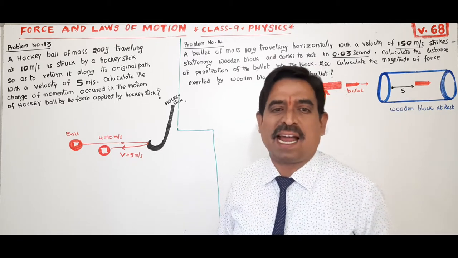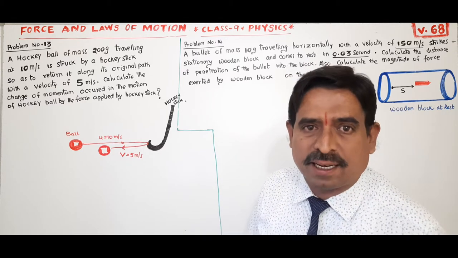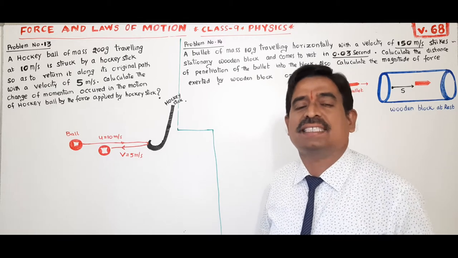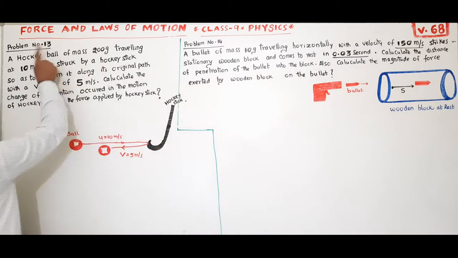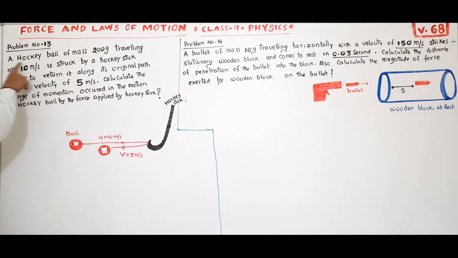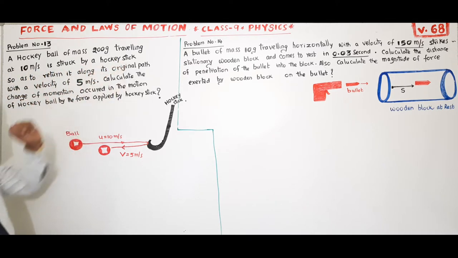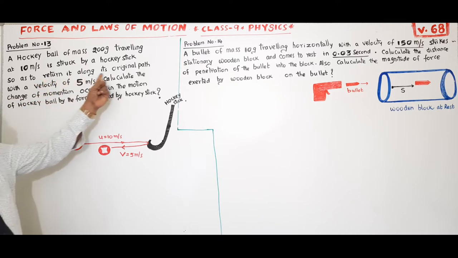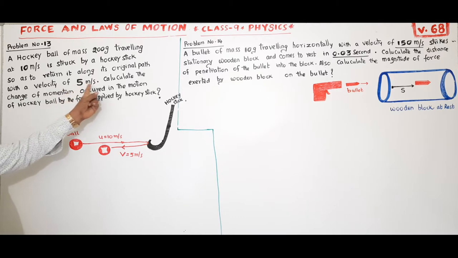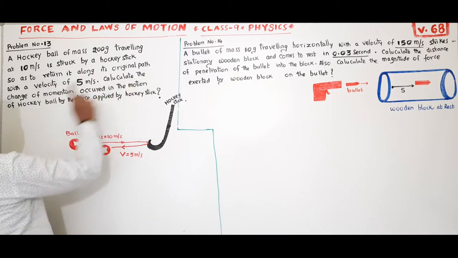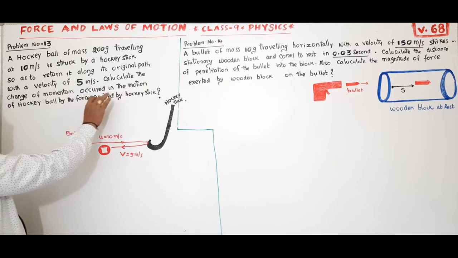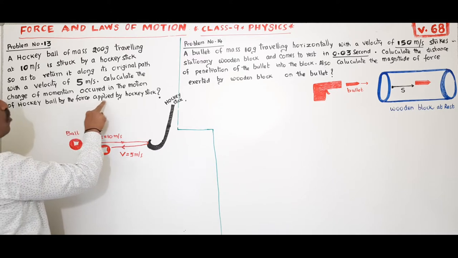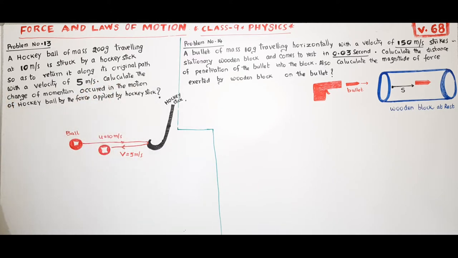Today, I am explaining numericals regarding the chapter Force and Laws of Motion, Class 9. Problem number 13 in NCERT textbook. A hockey ball of mass 200 grams traveling at 10 meters per second is struck by a hockey stick so as to return it along its original path with a velocity of 5 meters per second. Calculate the change in momentum occurred in the motion of a hockey ball by the force applied by the hockey stick.